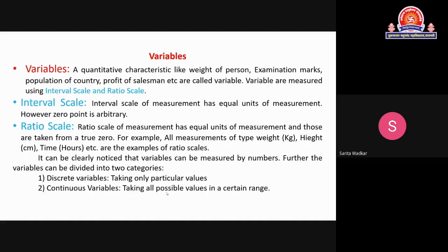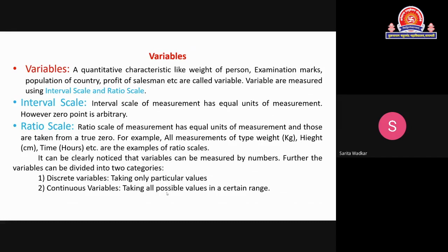Now next, we have understood the variables. A quantitative characteristic like weight of a person, examination marks, population of a country, profit of a salesman, etc. are variables.